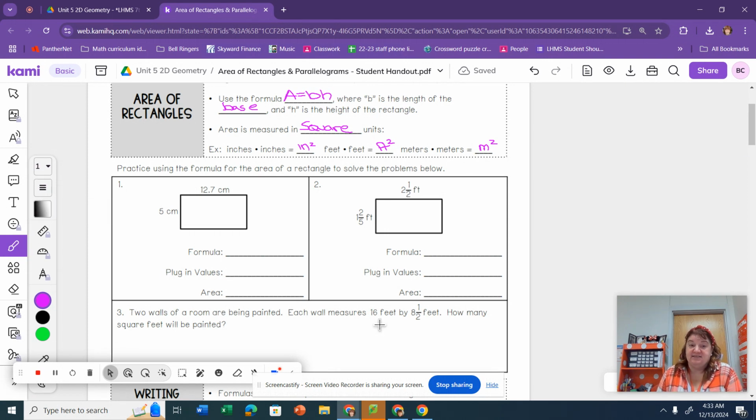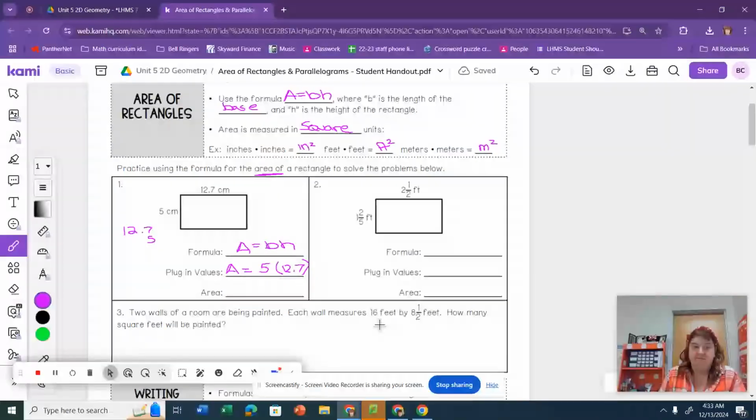So I see that this is a square. So I know I'm going to use area, and it's asking me to find the area. So area equals base times height. So now I'm going to plug in the values. Area equals 5 times 12.7. So I'm going to do that over here at the side.